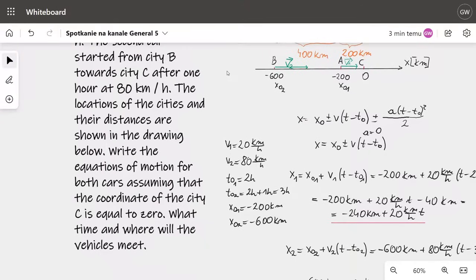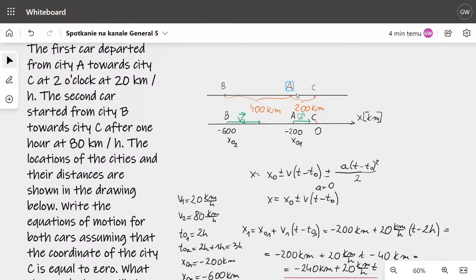Write the equations of motion for both cars, assuming that the coordinate of the city C is equal to 0. What time and where will the vehicles meet? The drawing is part of the data.